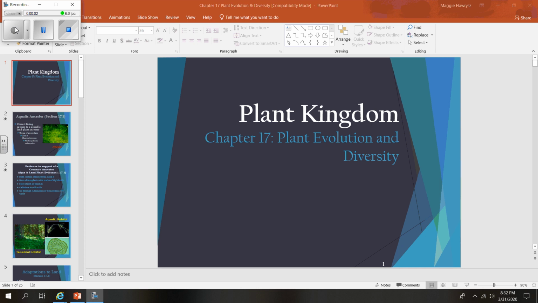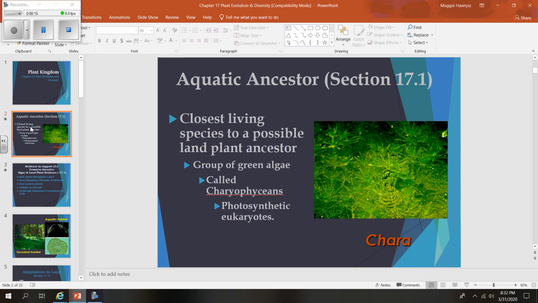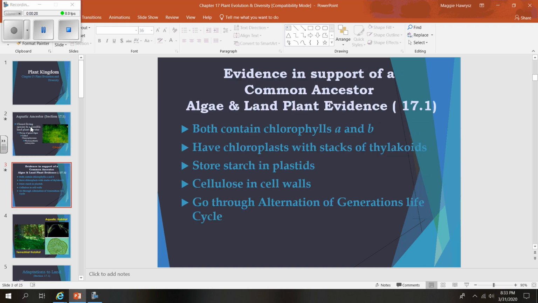Good morning. Today we're going to talk about plants and their evolution and how diverse of a species they are. So plants and green algae, or a green algae called charophyceans, are thought to have evolved from a common ancestor. And there's evidence to support that they evolved from a common ancestor, first being that they both are photosynthetic eukaryotes.